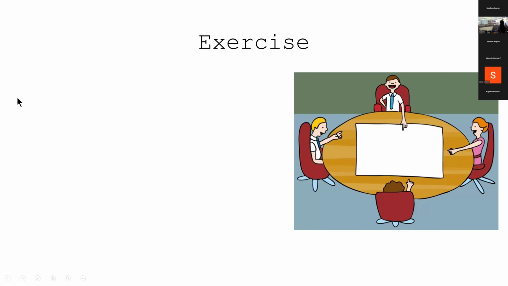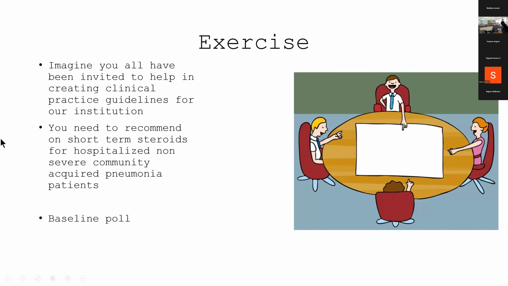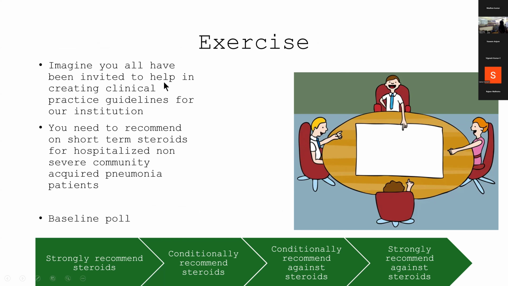So I've given you the broad principles of the GRADE approach. Let's just wrap it up by looking at an example. Imagine all of you have been invited to create clinical practice guidelines for an institution. Our job is to recommend short-term steroids for hospitalized, non-severe community-acquired pneumonia. So let's have a baseline poll. How many of you would recommend steroids for non-severe community-acquired pneumonia? Okay, we have 2 people for giving steroids. How many of you will not give steroids? Okay, we have a majority. So let's look at it.